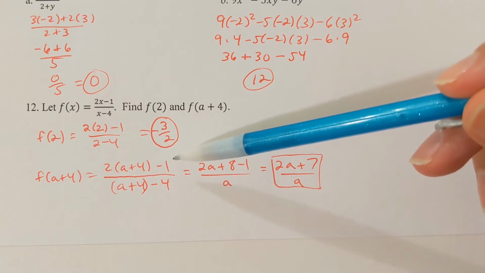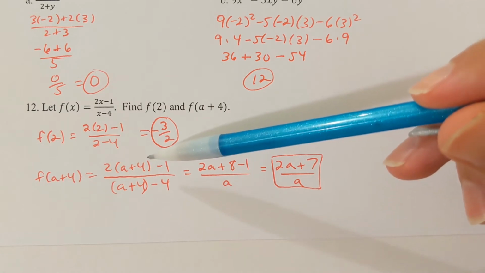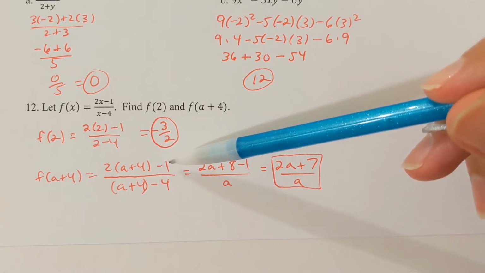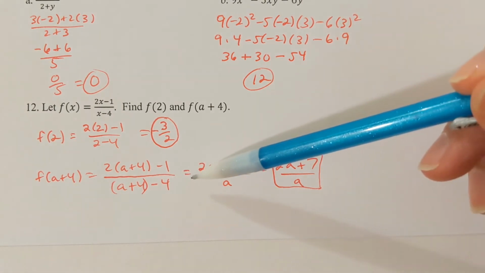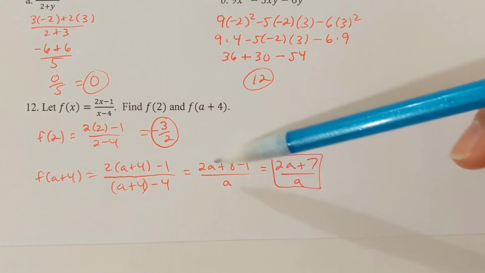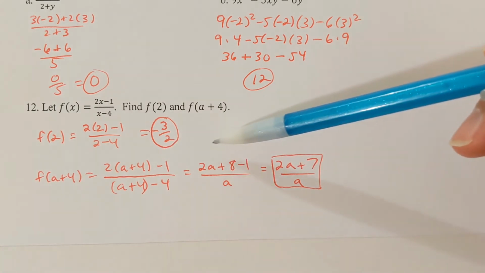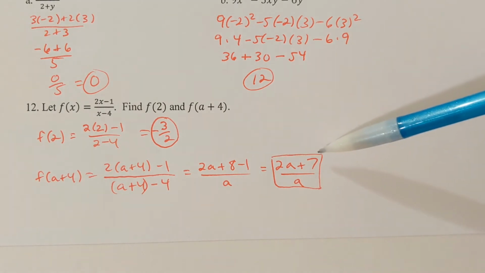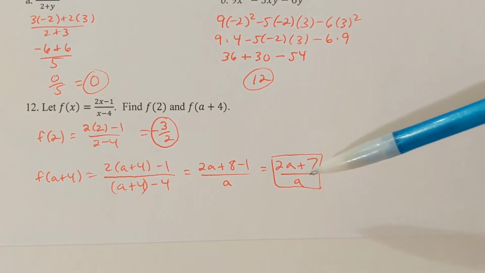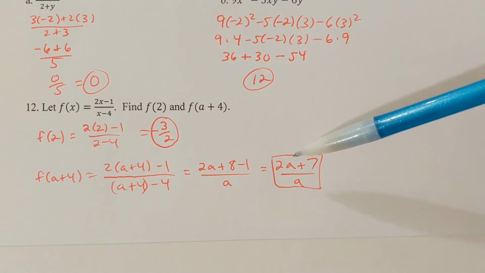f(a + 4) means I've got (2 times the quantity (a + 4) - 1)/((a + 4) - 4). a plus 4 minus 4, this is a. 2a + 8 - 1, 8 minus 1 is 7. So (2a + 7)/a would be as simplified as I can get that.